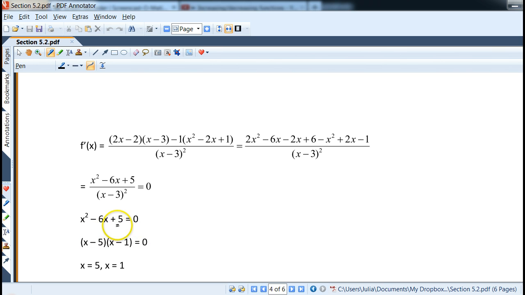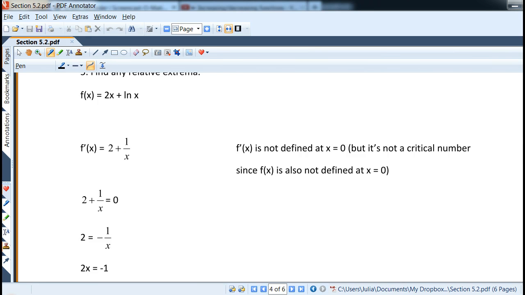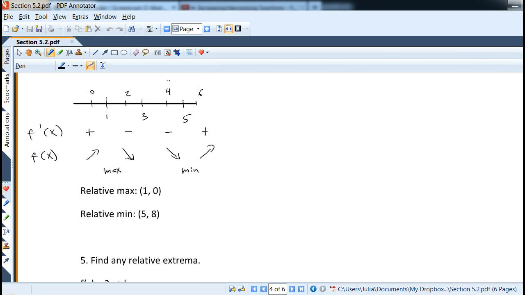So we have x squared minus 6x plus 5 equal to 0. We can factor it. And here I got a couple, x equals 5 and x equals 1. These are critical numbers. Remember, x equals 3, this is where the function is not defined, but that's just a vertical asymptote, so not a critical number.